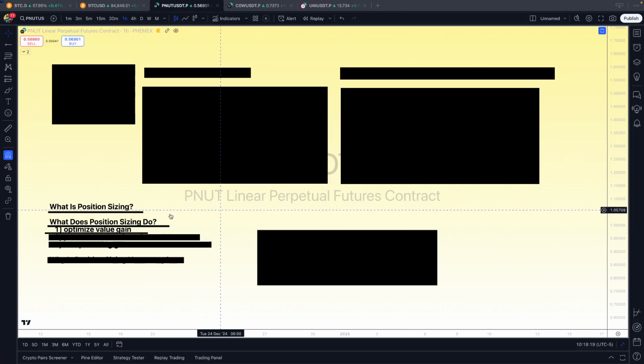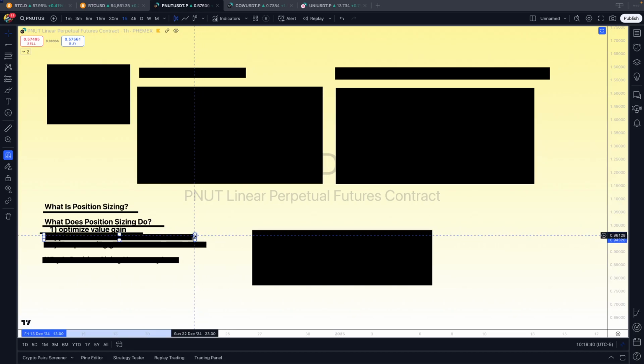So position sizing optimizes value gain, which is kind of what I just went over, right? The more money you put in, the more potential gains you can make, okay, when it's optimized. If you do something unoptimized, the more capital you put in and you're unoptimized, obviously you can make more, but because you're not optimal, you could also lose more, right?